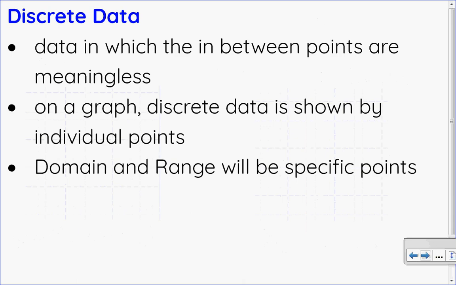Now let's talk about two types of data. So we're talking about elements. Let's talk about the type of elements that we can have. We can have discrete data.